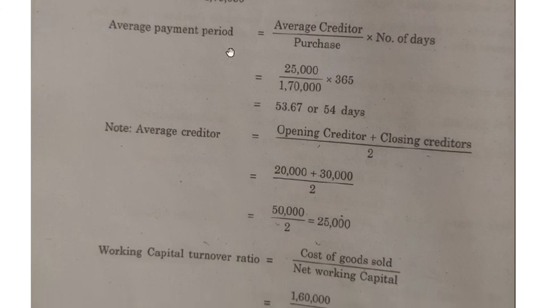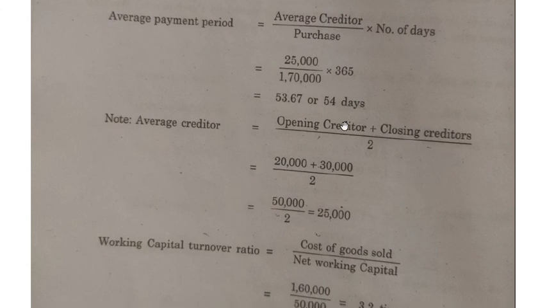Now average payment period, which they have told us to calculate in the question. The average payment period formula is average creditors divided by purchases into number of days. So average creditors we know because they have given the opening and closing creditors in the question, which is 20,000 plus 30,000 divided by 2, which is 50,000 divided by 2, 25,000. So 25,000 is your average creditor. So 25,000 divided by 1,70,000 into 365, which is 53.67 days. So you consider it to be 54 days.